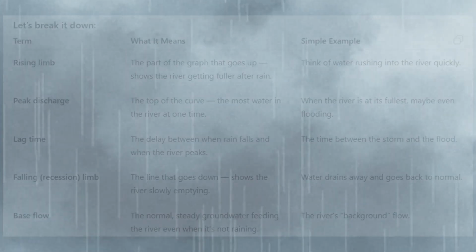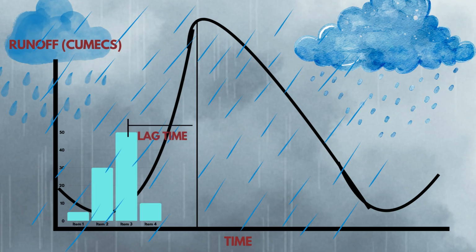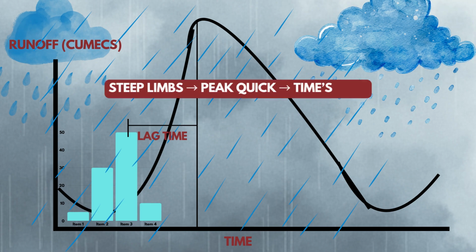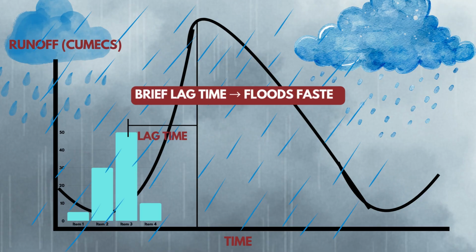In the exams, just remember that the flood hydrograph illustrates how long it takes for a river to reach its maximum discharge, or in simple terms, how fast the river gets full. It also illustrates how long it takes for water levels to return to normal, which is key for flood prediction and management. The most important point here is the lag time. A simple way to remember it: steep limbs peak quick, times brief. The river with a brief lag time floods faster.